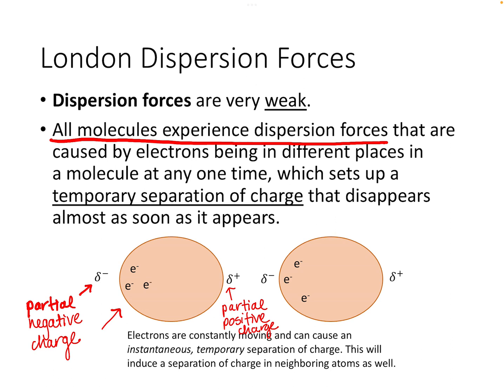Now, what this does is if there are any atoms or molecules nearby, that instantaneous separation of charge is going to affect the molecule next door. So that could cause the electrons from the other atom to be attracted to that partial positive charge, so they might instantaneously move over as well. Now again, this is all going to happen super quickly, so this force is not very strong.